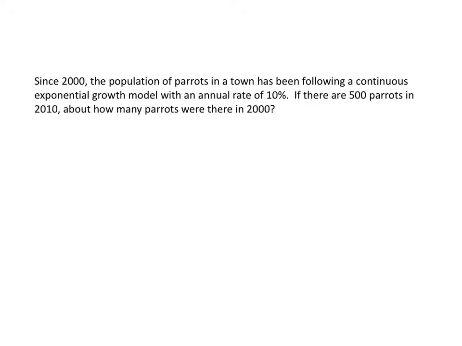So since 2000, the population of parrots in a town has been following a continuous exponential growth model. So when you see the word continuous in the problem, that's how we know we're using this formula, with an annual rate of 10%. So that's going to be our R value. There are 500 parrots in 2010. About how many parrots were there in 2000? So it's asking us to go backwards and figure out the initial amount in 2000, because it says since 2000, that means the starting amount.